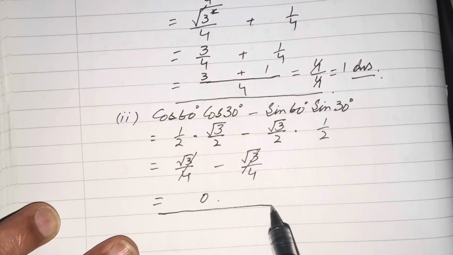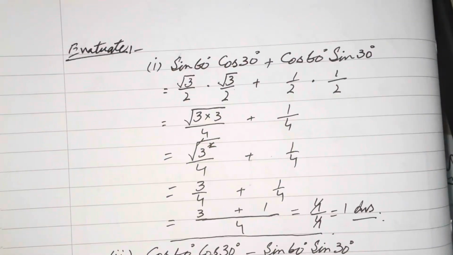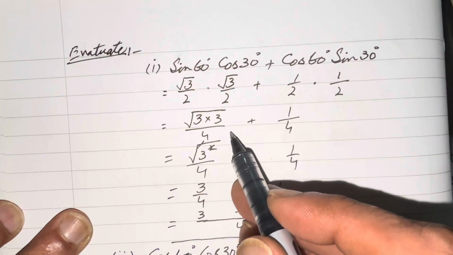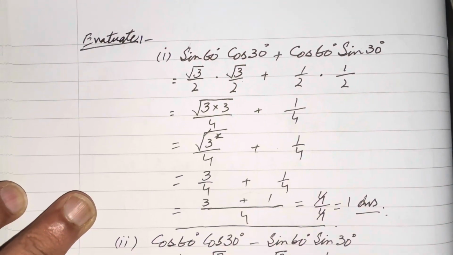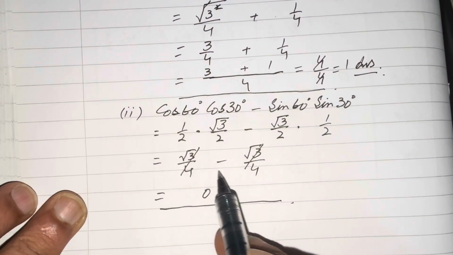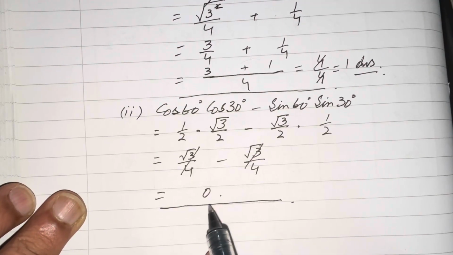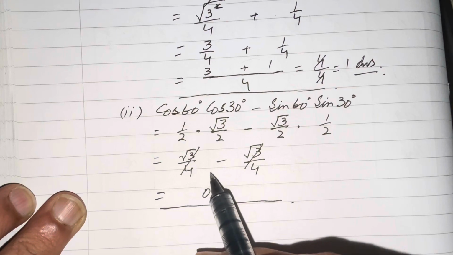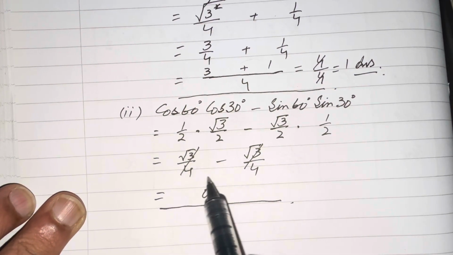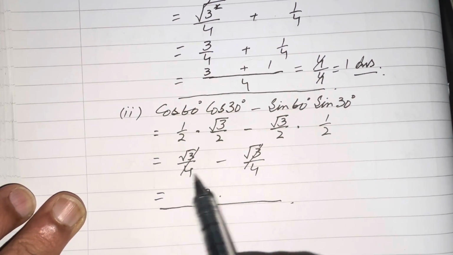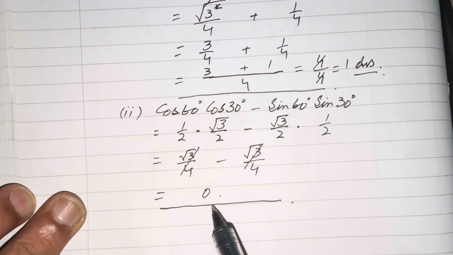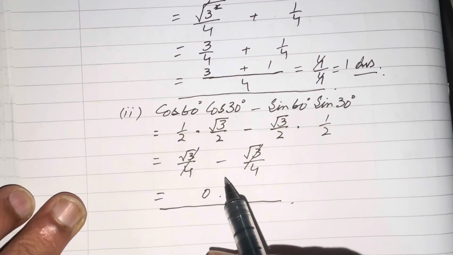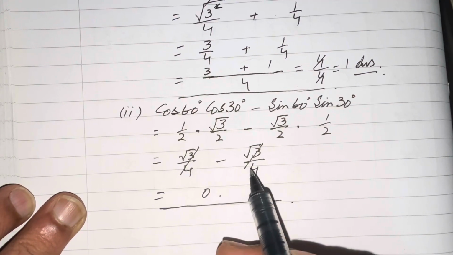So that's the simplest way. In my first question I did some simplification in more steps, but in these steps we can do some more simplification, and at the end of the question we will get the answer 0. We can say that we have to take the LCM of these two values, and after taking the LCM we can solve this question, and the answer will be equal to 0.